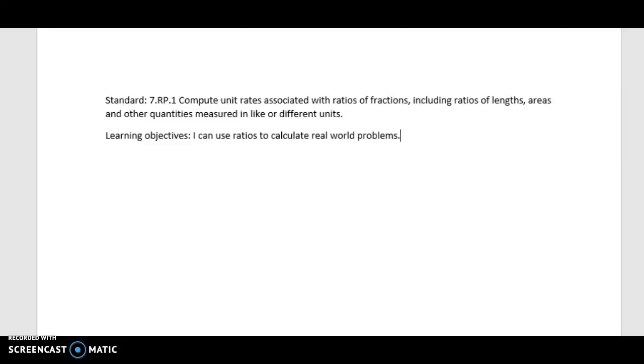Hey everybody. So we're going to be looking at the standard 7.RP.1, and it says compute unit rates associated with ratios of fractions, including ratios of lengths, areas, and other quantities measured in like or different units.